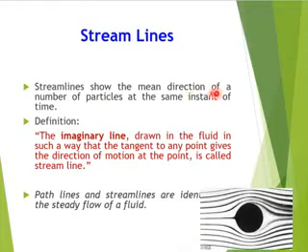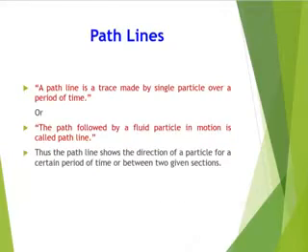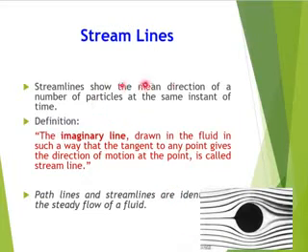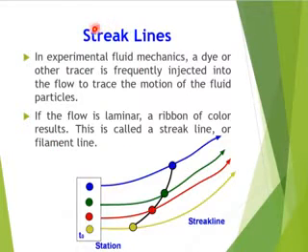The next term is streamline. Streamlines show the mean direction of a number of particles at the same instant of time. The imaginary line drawn in the fluid in such a way that the tangent at any point gives the direction of motion at that point is called a streamline. If the flow is steady, then path lines and streamlines are identical. So a path line is a trace made by a single particle, and a streamline shows the mean direction of a number of particles.